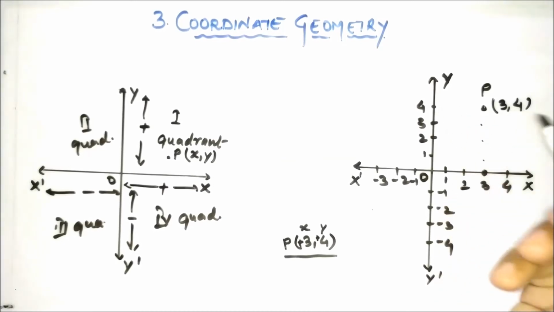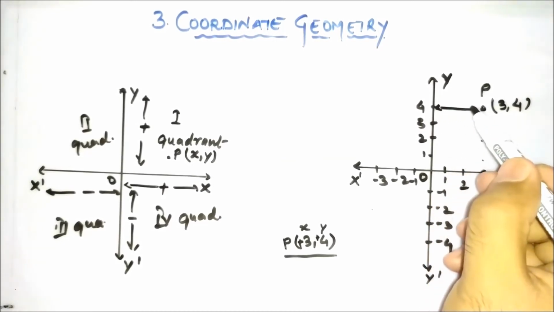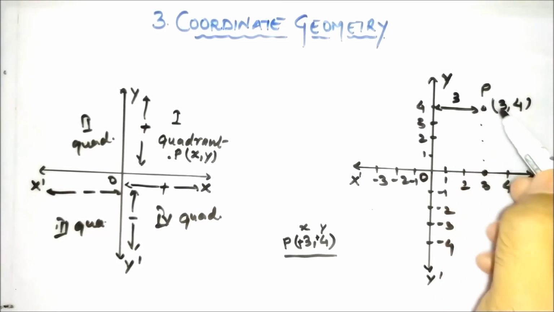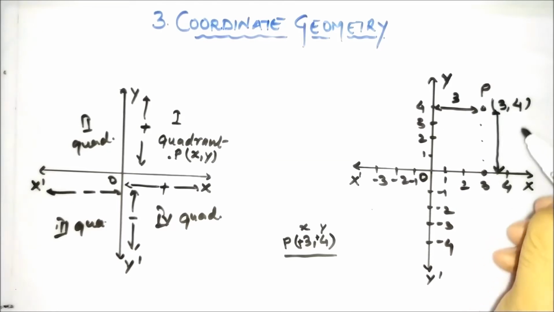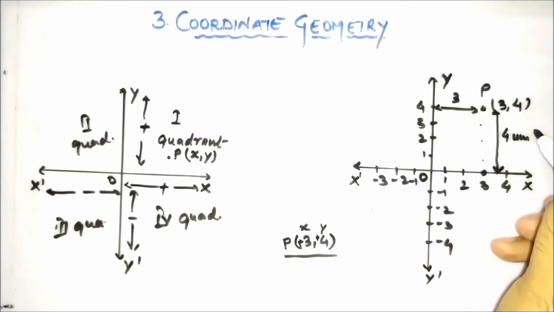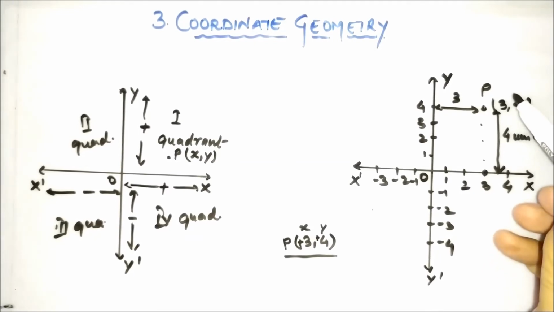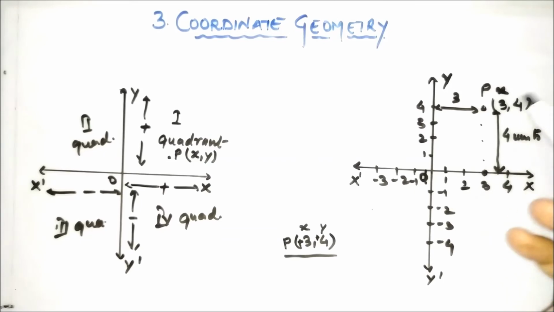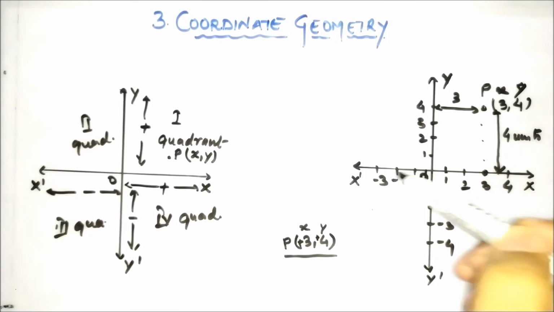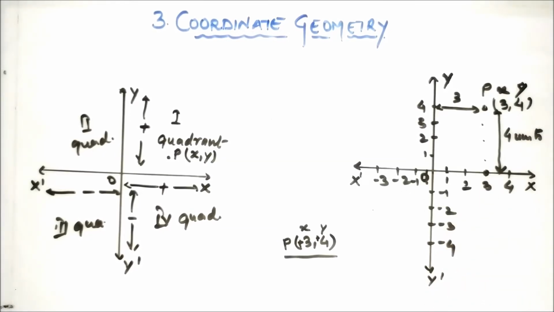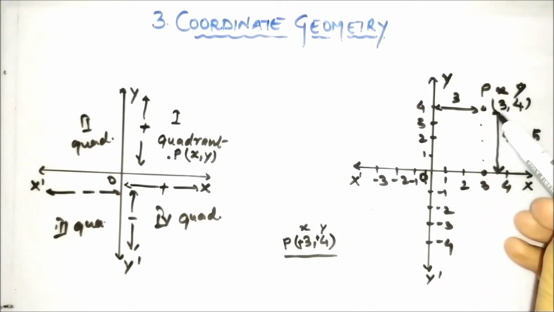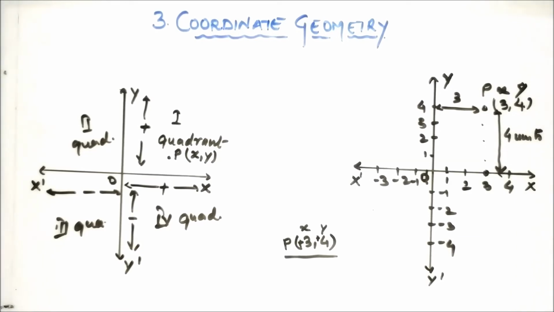Now if you see, this point is 3 units from this axis, I have moved 1, 2, 3, and it is 4 units from this axis. So x is the distance from the y-axis and y is the distance from the x-axis. x is 3, the distance from the y-axis, and y is 4, the distance from the x-axis. Like this we need to mark any point.